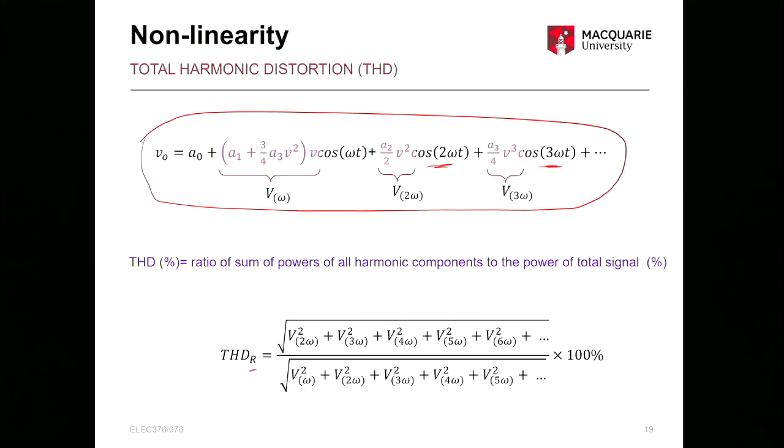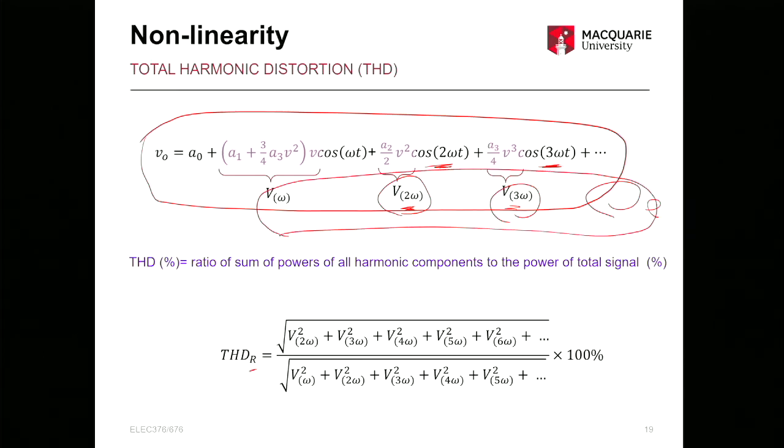So in this case, when you have A naught and V cos omega t, V2 cos 2 omega t, V3 cos 3 omega t, you will see that the total harmonic distortion is the root mean square of all these harmonic parts divided by the total signal. And when you say the total signal, that includes the harmonics. Okay? Do you have any questions?